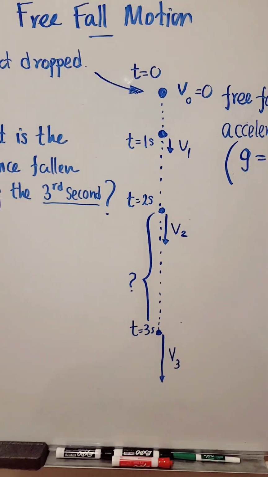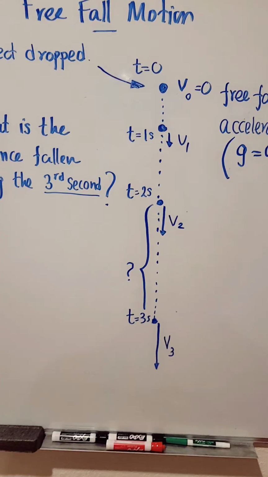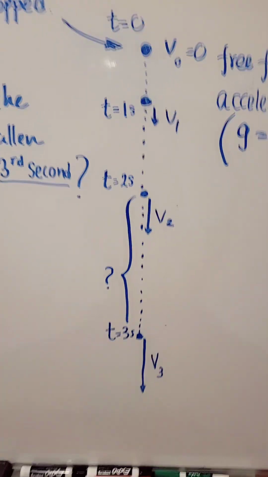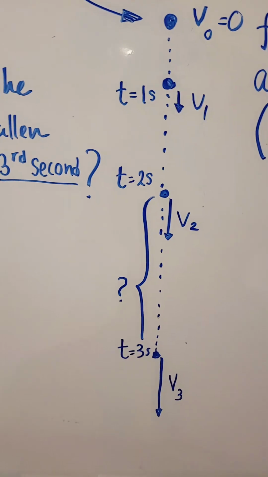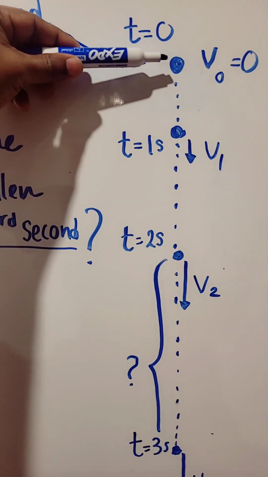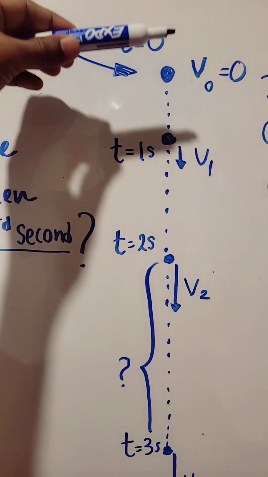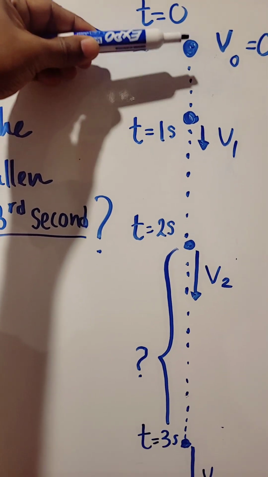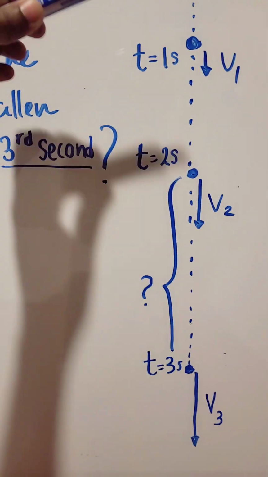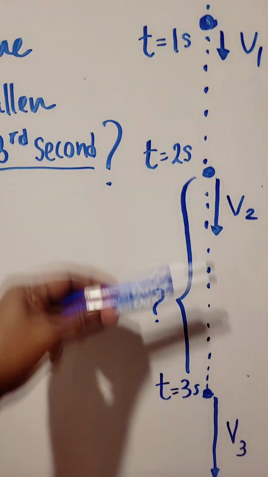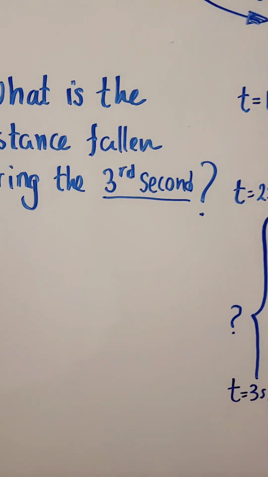So how are we going to find that distance? It's a distance, not a displacement, not a vector. So what I'm going to do is apply kinematic equations from the start to 2 seconds, and then again from the start to 3 seconds, and then subtract those two to get the distance during the third second. Let's go ahead and do that.